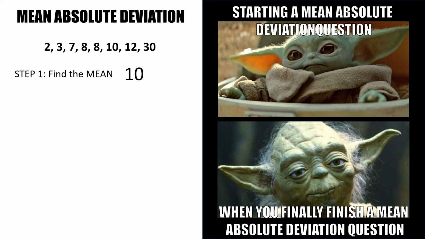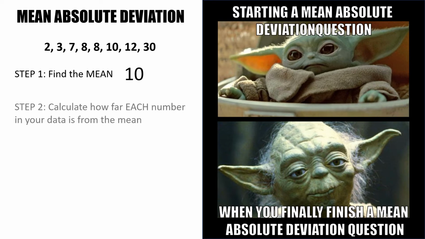So now, step 2, to find mean absolute deviation of a set of data, you need to find out how far each number in the set that we started with here is from the mean. So all we're doing essentially is subtracting. So if I look at the first number in this list, 2 is 8 away from the mean, because 10 minus 2 is 8. 3 is 7 away. 7 is 3 away. Both of these 8s are 2 away. And then this number 10, because it's the same number, that's 0 away.